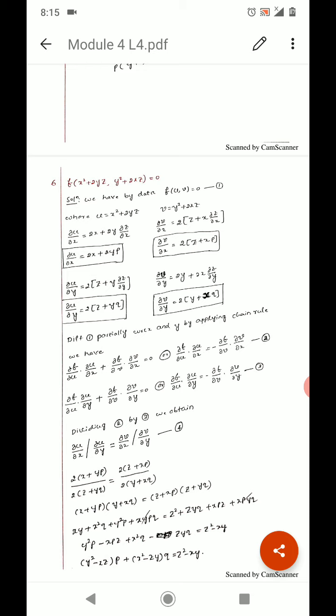Multiply each term, and finally we obtain y square minus 2z of p plus x square minus zy of q equal to z square minus xy. So that is the required partial differential equation.